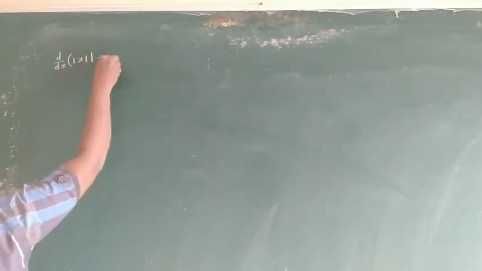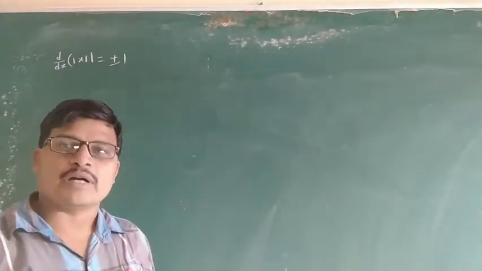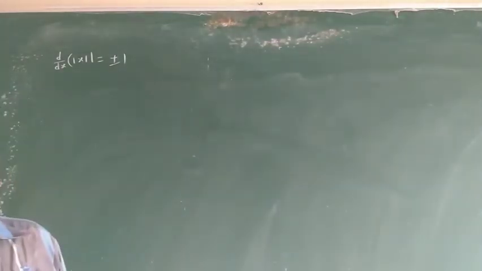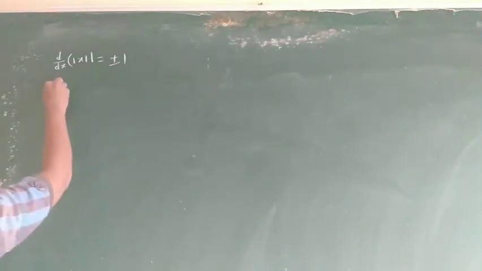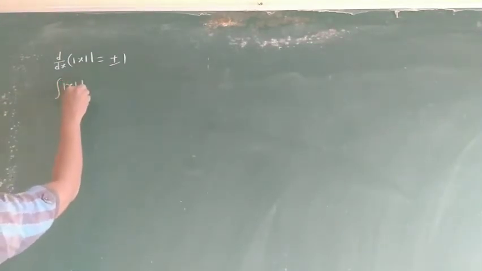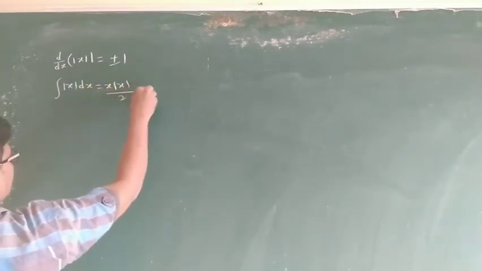First one, d by dx of mod x is equal to plus or minus 1. d by dx of x is equal to 1. d by dx of minus x is equal to minus 1. So mod x is what? X less than 0 means mod x is equal to minus x. X greater than 0 means mod x is equal to plus x. So integral mod x dx is equal to x mod x by 2 plus c.